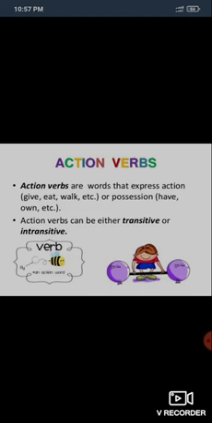For example, if I am saying Sanjay stands near the pool, here stands is the action verb. Like the cat sleeps on the chair, so sleeps is an action word. That means a particular action that is being done by a noun. So that is an action verb. Action verbs can be either transitive or intransitive.